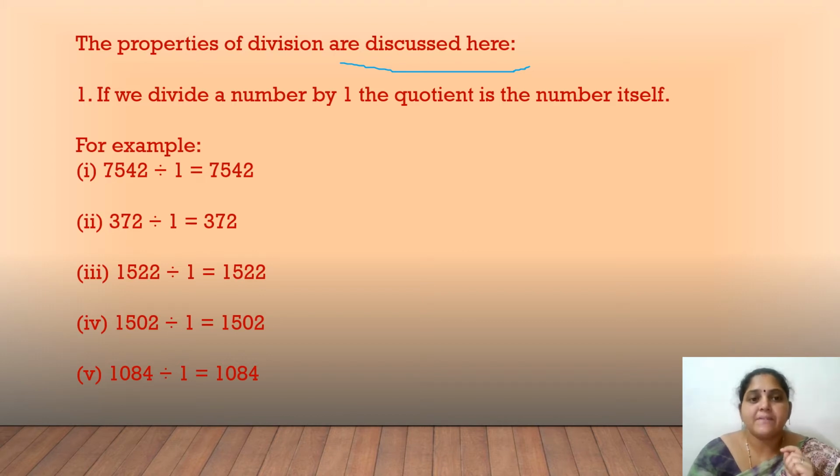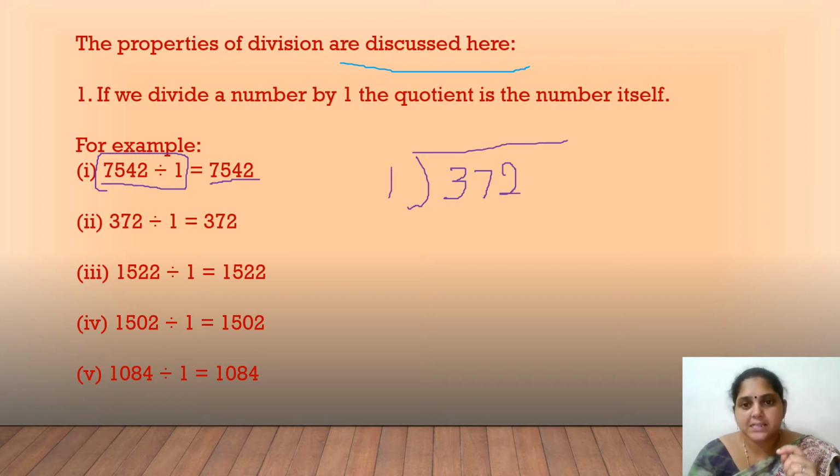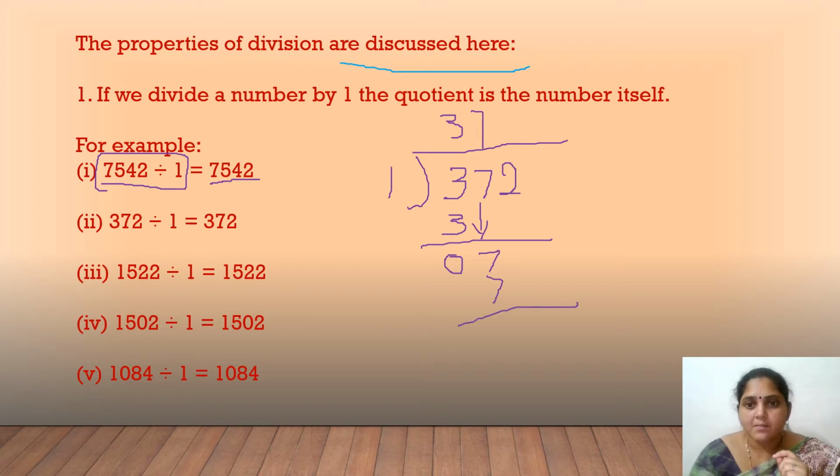For example, 7542 divided by 1. We will be getting our answer as 7542 itself. For suppose, I am taking a second example, 372 divided by 1. What will be your quotient here? Your quotient will be the same number. 1 3 is a 3, right? Remainder 0, carry forward 7. 1 7 is a 7. Remainder 0, carry forward 2. 1 2 is a 2.